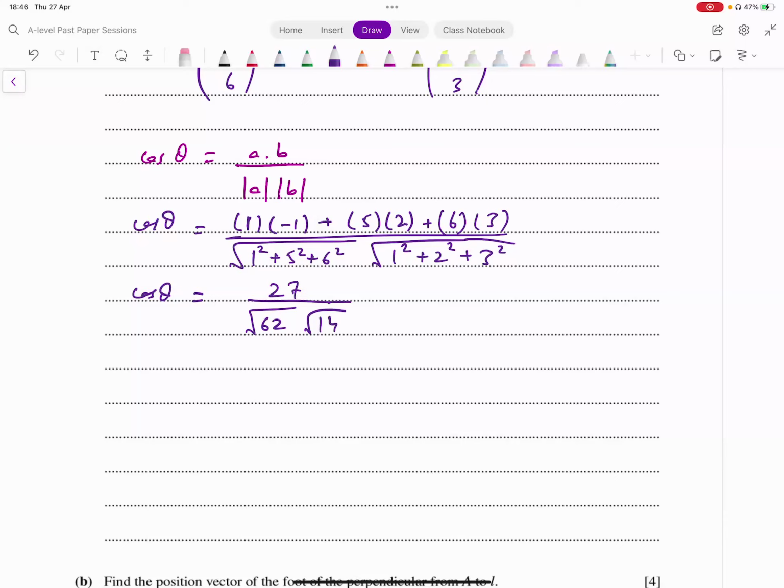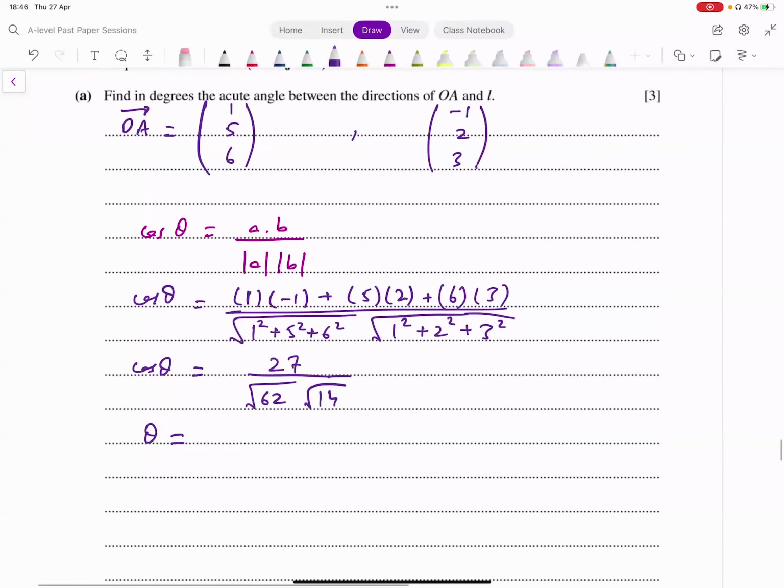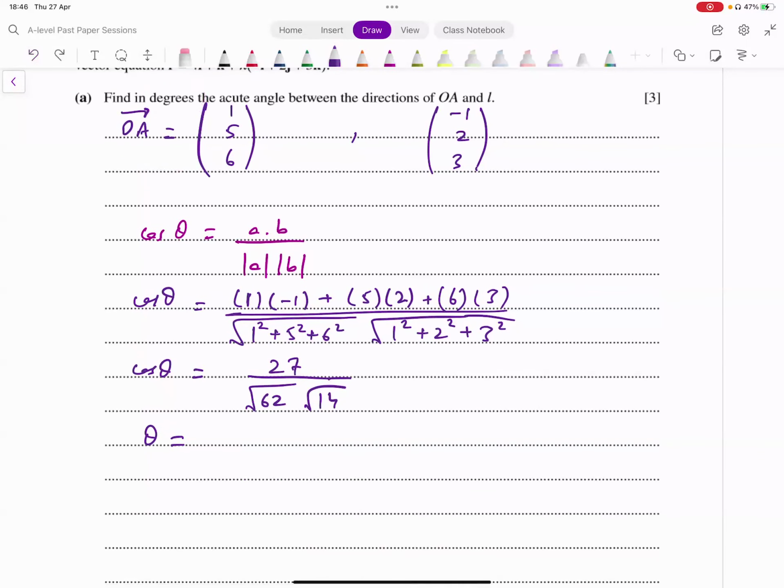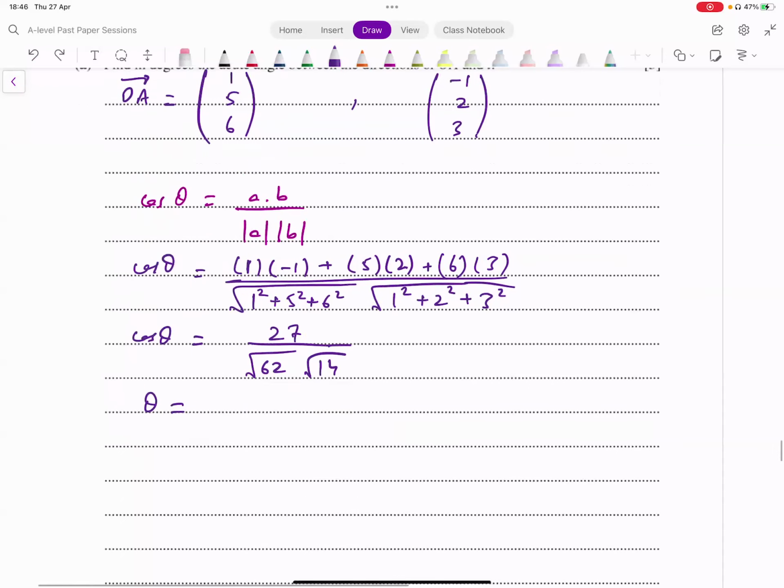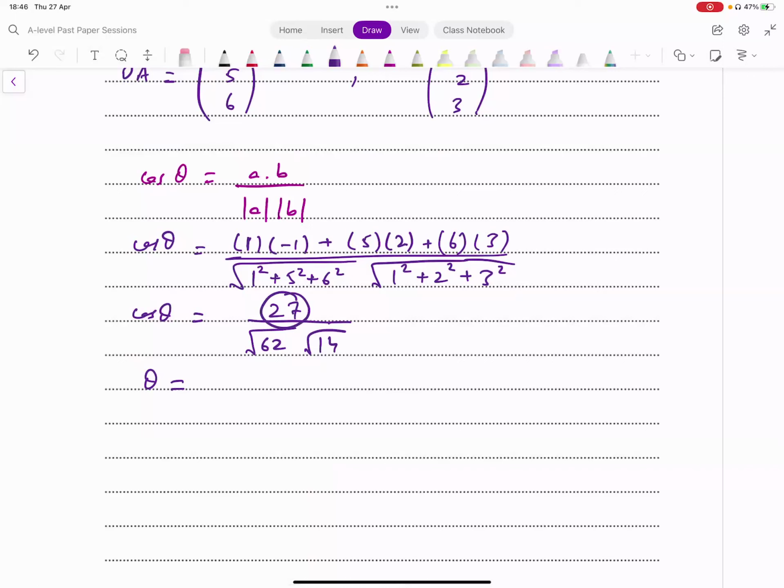Okay, take cos inverse. Let's see what value of theta you get. You need it in degrees, so the calculator should be in degrees. You need the acute angle. This will give you an acute angle because the dot product is positive. So you directly get the acute angle. If you were getting an obtuse angle, what would you do? Subtract it from 180, and that would give you the corresponding acute angle. Okay, cos inverse. Make sure that your calculator is in degrees mode first of all. Let me change that. Cos inverse of 27 divided by square root of 62 and square root of 14.